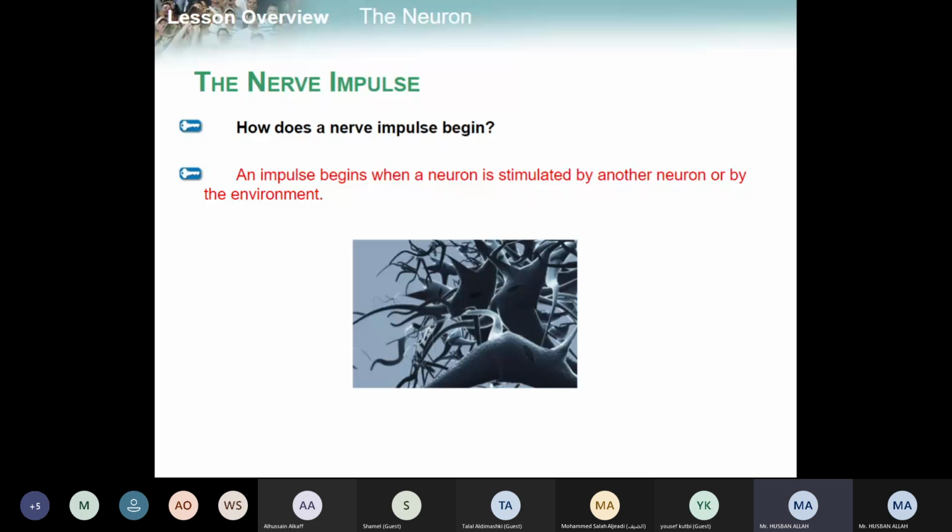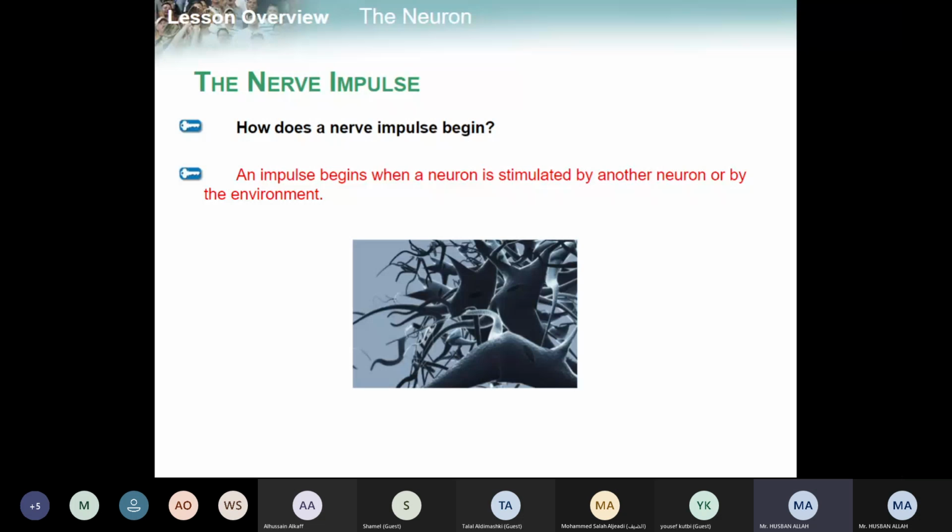Okay. What is an impulse? Who can tell me what a nerve impulse is? Yesterday, in the previous lesson, I told you what a nerve impulse is. The message which is produced by the nervous system is called a nerve impulse, right? The signals which are produced by the nervous system are called nerve impulses.